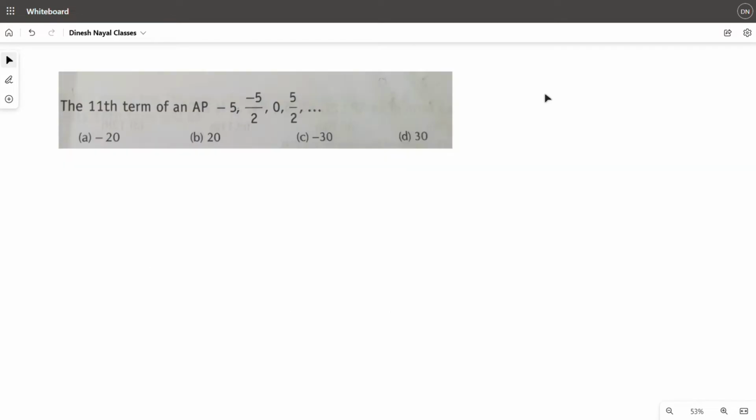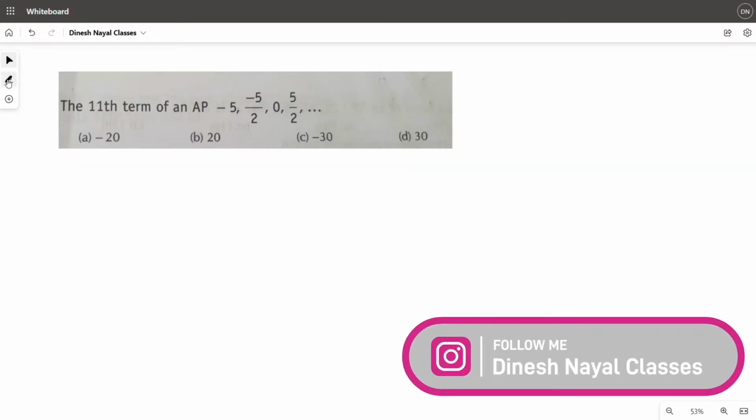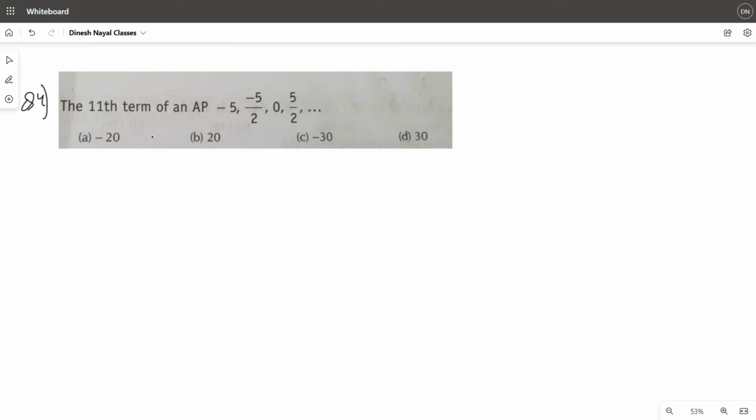Now the fourth one. Question number 4 is, the 11th term of an AP -5, -5 by 2, 0, 5 by 2 is. So here are the given options. Basically we have to find the 11th term. So starting with the solution. Now see, the given AP is -5, -5 by 2, then 0, and then 5 by 2.